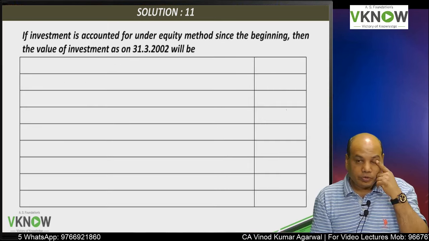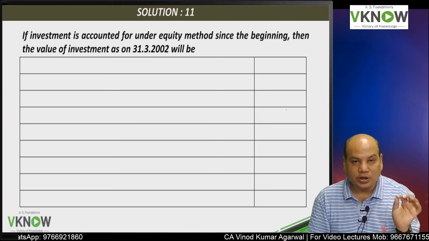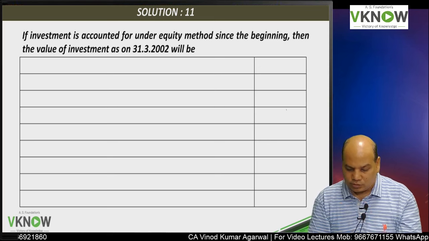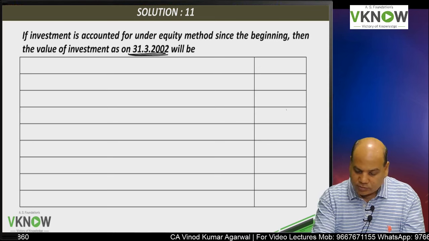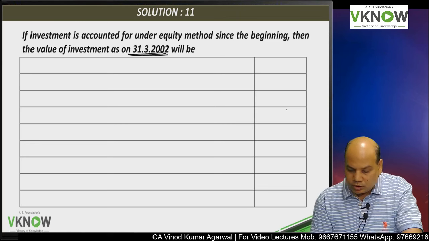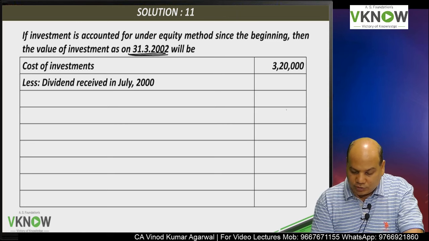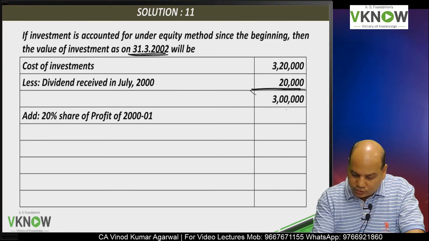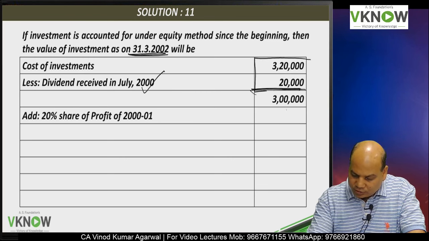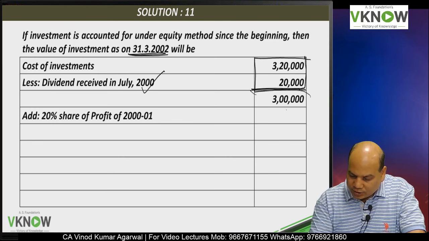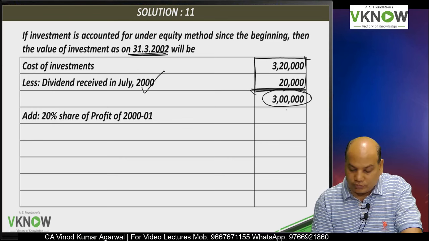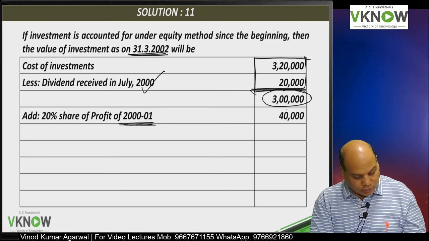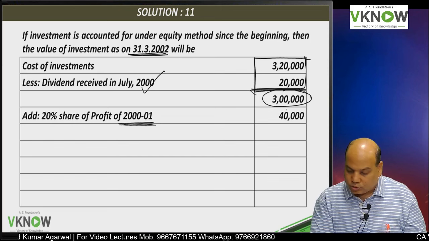Now we will see, had I followed AS 23 from the beginning, what will be the carrying amount at the end of 31st March 2002. So start with 3 lakh 20,000 minus dividend 20,000, 2 lakh. This is July, adjusted in investment. We could have started writing the answer from 3 lakh also. Then in the next year, 2000-2001, the profit earned is 2 lakh rupees.